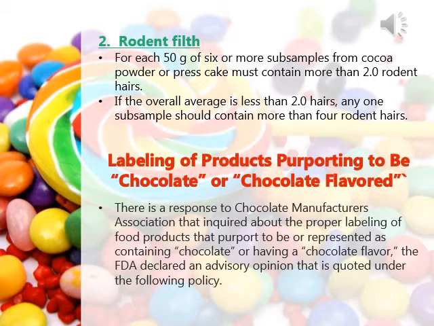For each 50 gram of 6 or more subsamples from cocoa powder or press cake must contain more than 2 rodent hairs. If the overall average is less than 2 hairs, any one subsample should contain more than 4 rodent hairs. Labeling of products purporting to be chocolate or chocolate flavored.